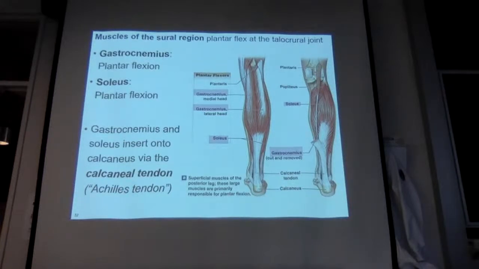We've gone over 3 tendons: quadriceps tendon, tensor fasciae latae or iliotibial tract, and now calcaneal. Those are the 3 tendons you should know.